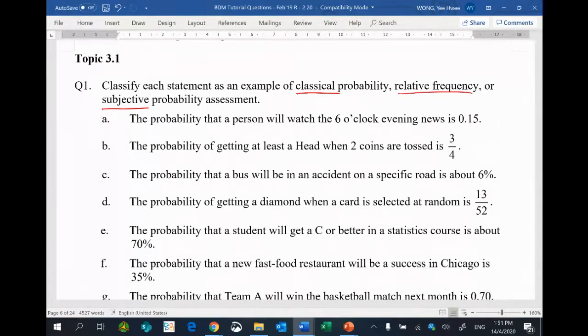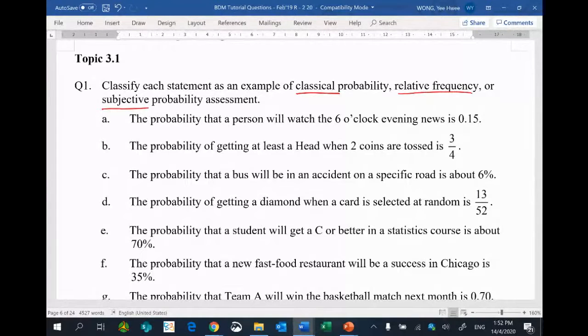For example, the first one: the probability that a person will watch the 6 o'clock evening news is 0.15. The first question you ask in order to identify is, do you need to collect data to know this number, 0.15? If you don't collect data, would you know 0.15? The answer is no, right? You won't know it's 0.15. How about 0.25? So you need data. Are you able to collect data to know who watched the 6 o'clock news?